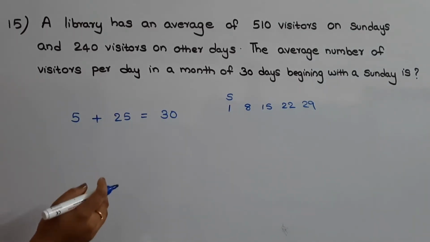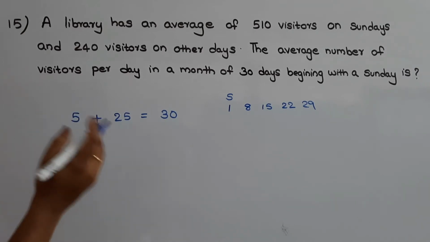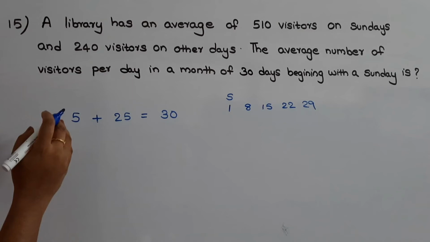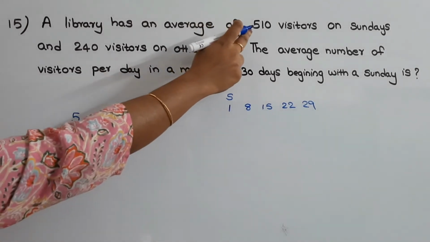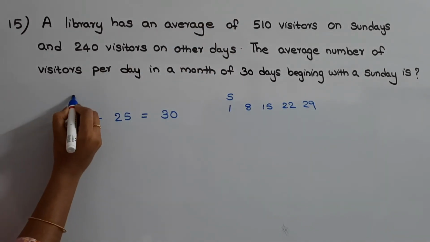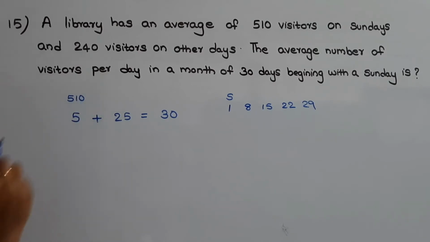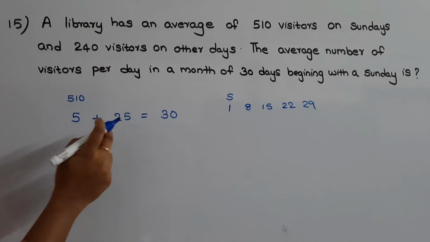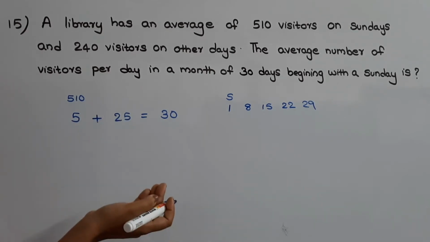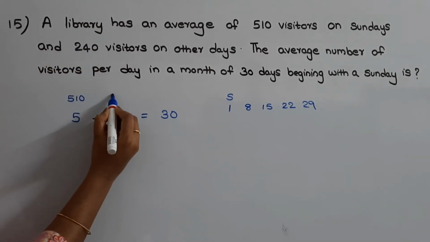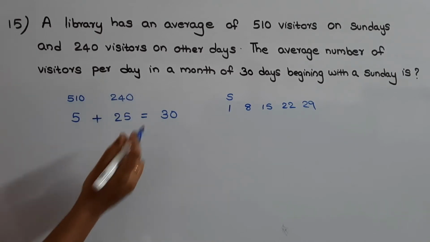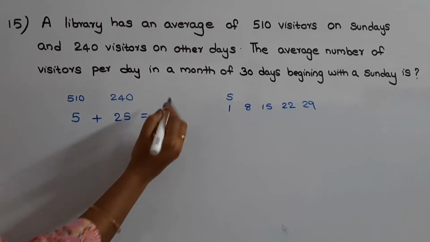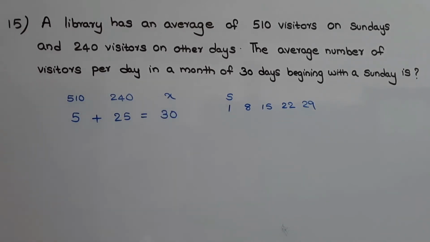Now we need to write down the average number of visitors above this number of days. The average visitors on Sundays is given as 510, so let us write down 510 above this 5. Above this 25 we need to write down the average visitors on other days, that is given as 240. We need to find out the average visitors of 30 days, so let us write down x.